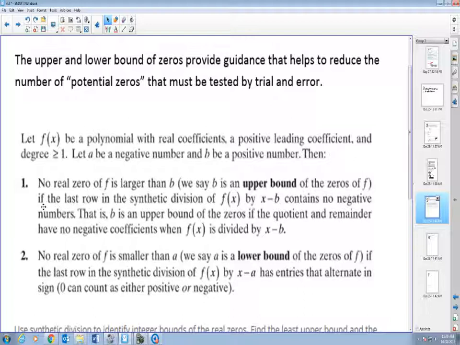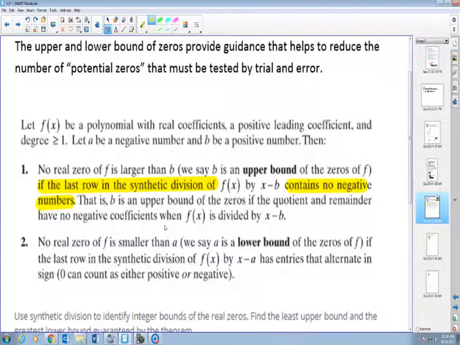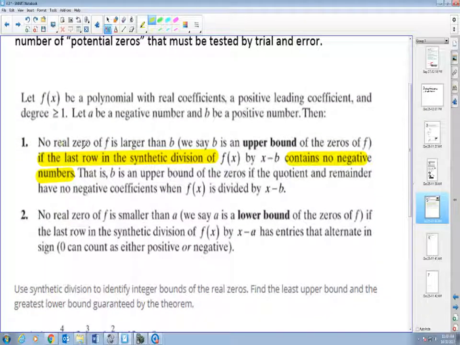If the last row of the synthetic division contains no negative numbers, that is to say, b is an upper bound of the zeros if the quotient and the remainder have no negative coefficients, then there is going to be no real zero bigger than this one particular integer.